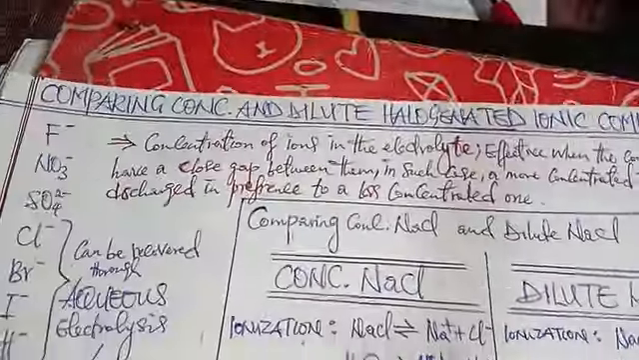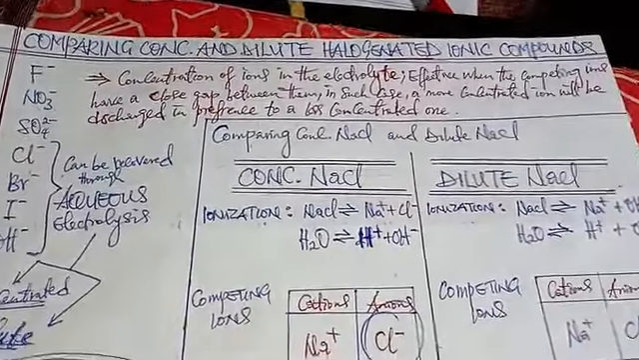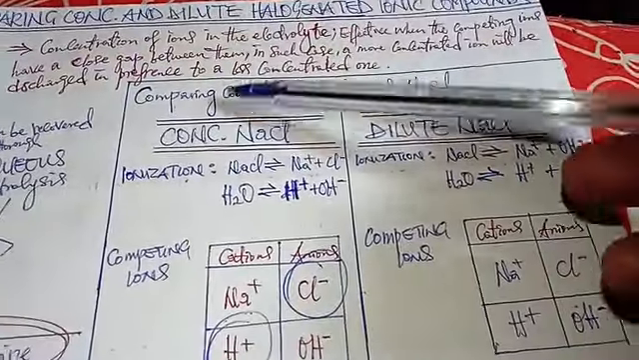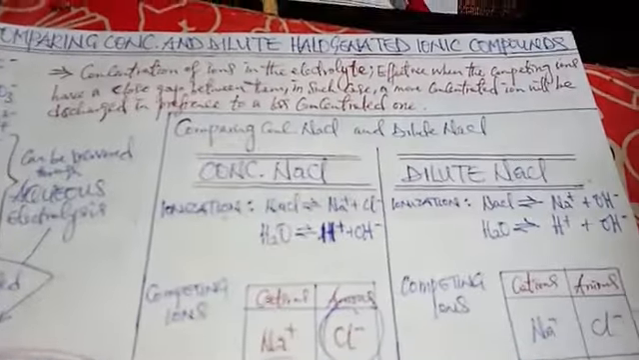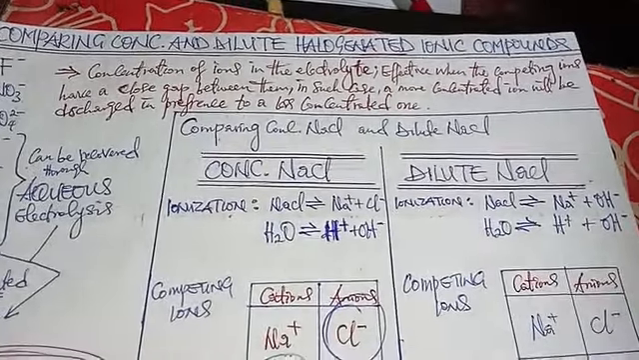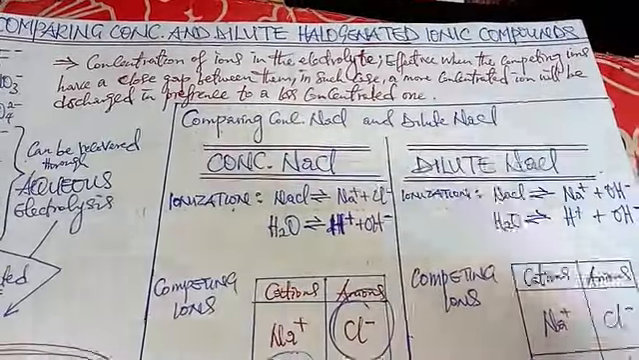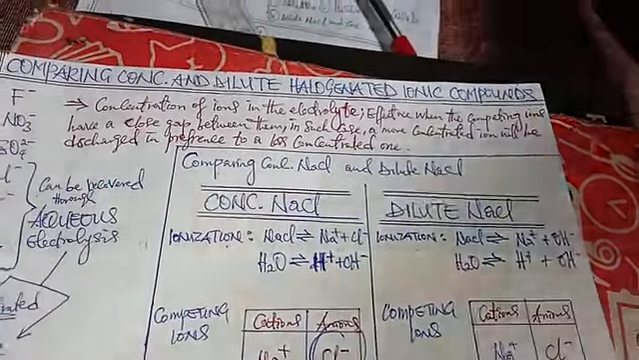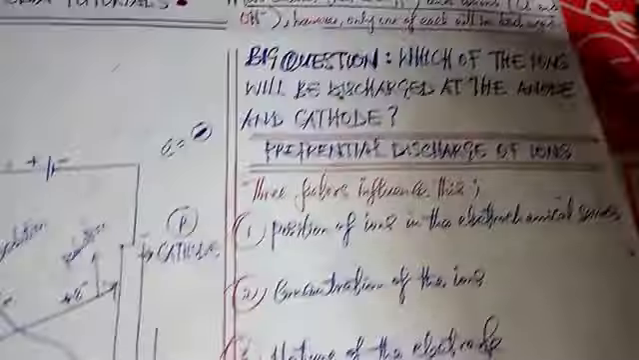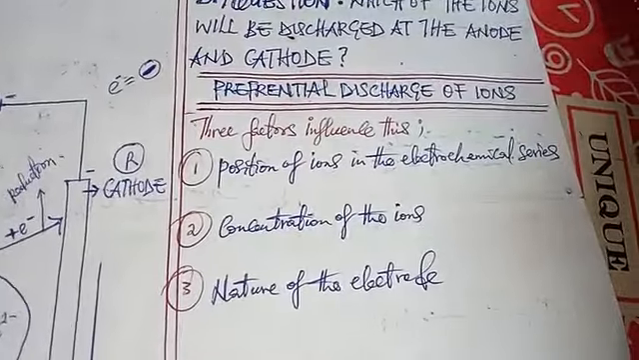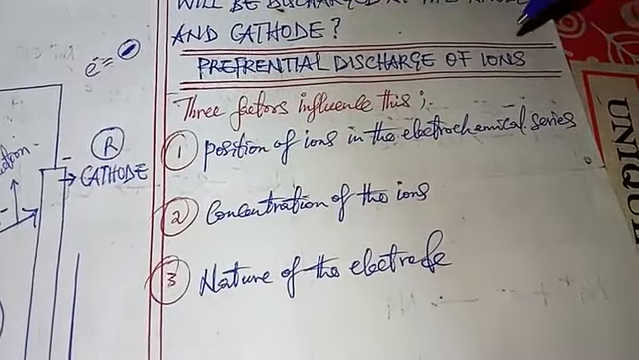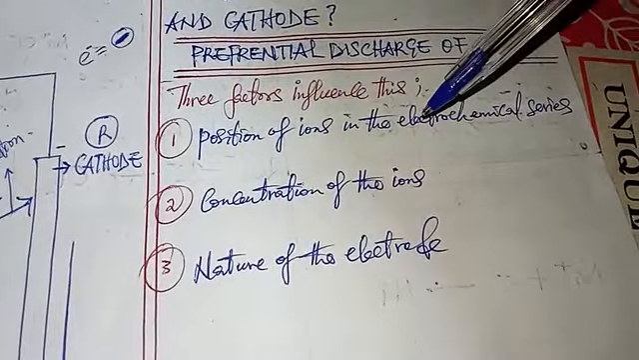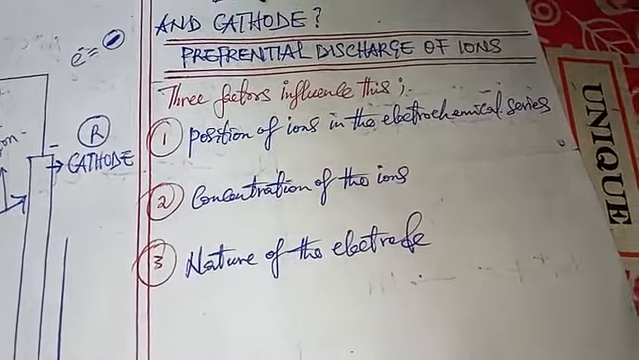Now moving into what we have, in this lecture we are going to compare the electrolysis of concentrated sodium chloride and dilute sodium chloride. Let's see how concentration can influence the electrolytic process. Remember that we mentioned three factors that influence aqueous electrolysis, and we say that these factors come in when we are dealing with preferential discharge of ions. So we have treated this, and we are now moving to this.